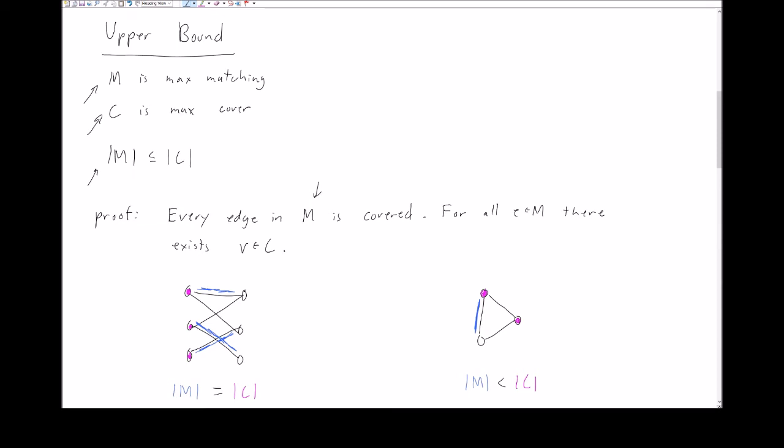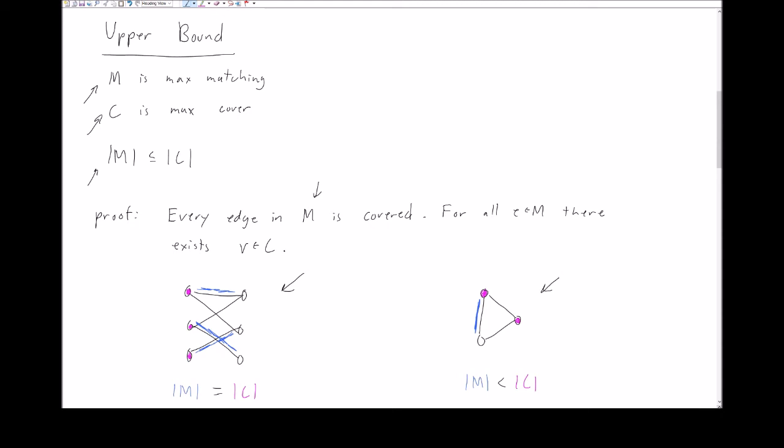Here we have two examples of matchings and covers. In this case, we have a bipartite graph, which we'll introduce in just a little bit. Our matching is in blue and our cover is in pink, or fuchsia. We can see that every edge of the matching is adjacent to one vertex in the cover. On the other side, we again have a matching. In this case, the maximum matching has exactly one edge.